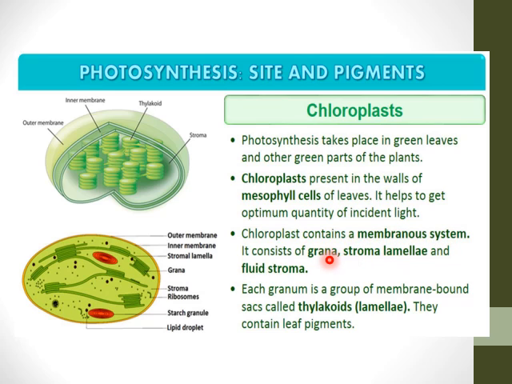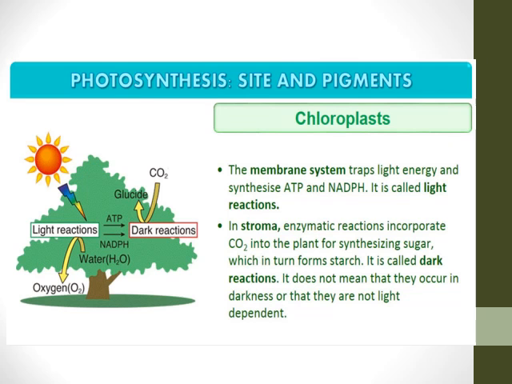It consists of grana, stroma lamellae and the fluid stroma, that is the matrix or the ground substance of the chloroplast. Each granum is a group of membrane bound sacs called thylakoids, and these thylakoids contain the leaf pigments. The membranous system traps the light energy and synthesizes the ATP and NADPH. So this is called the light reaction of photosynthesis.